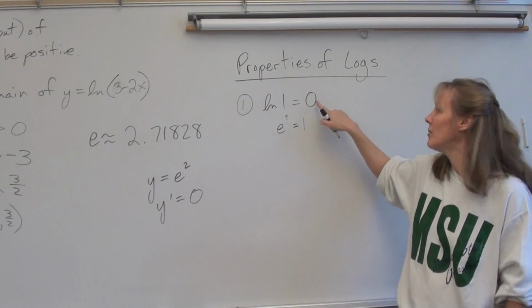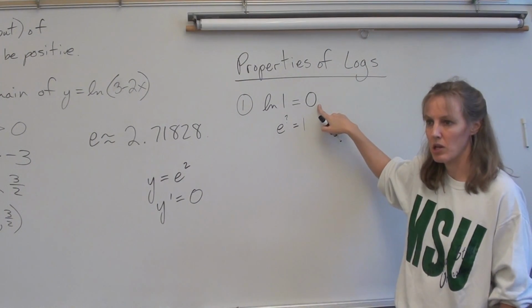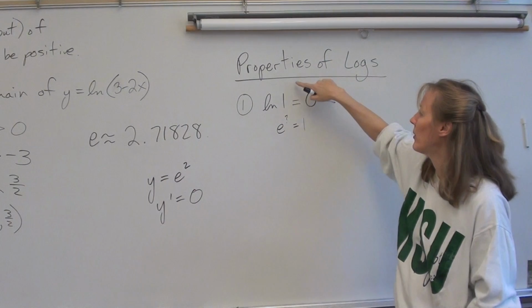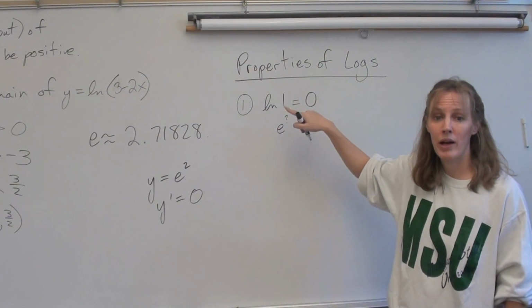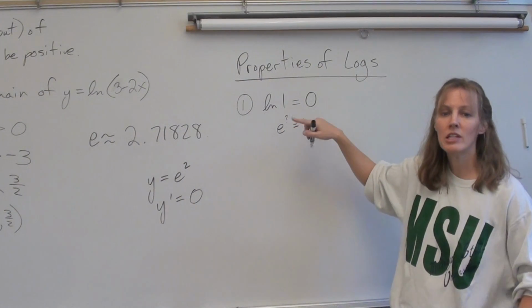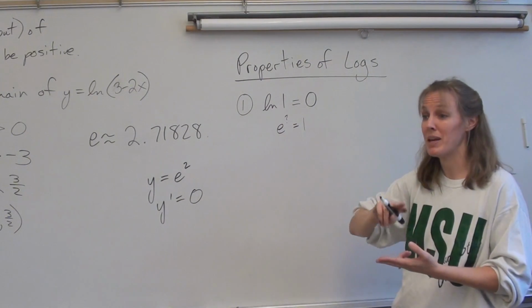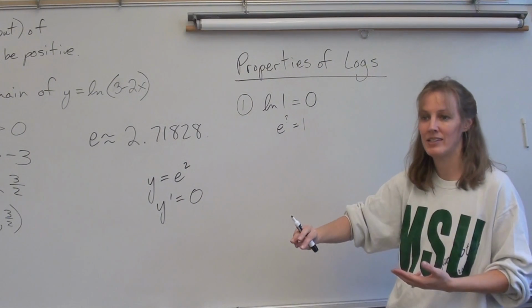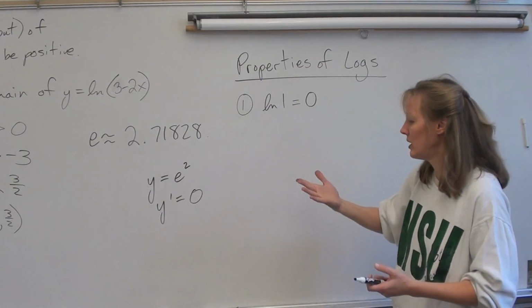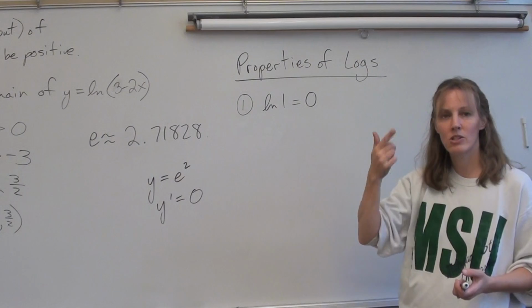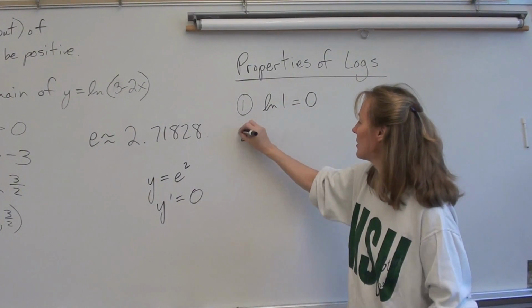The number out here is always an exponent. It's always the exponent on e for natural log. So e to this power equals this. You're going to need to know that well because you're going to have to do things like find zeros of functions and make sign lines with logs and all kinds of stuff. So it's really important that you learn how to read a logarithm by thinking to yourself, e to this power equals this.